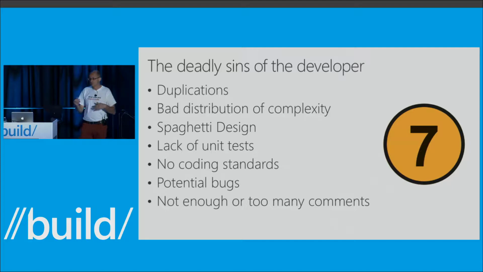Unit tests can be used to do comments. Instead of putting comments, you do unit tests. The big advantage of unit tests is that when you change the code, when the behavior of the code is going to change, then you are going to be forced to change the unit test. The comment, it's not going to complain. So those are the 7 deadly sins of the developer.